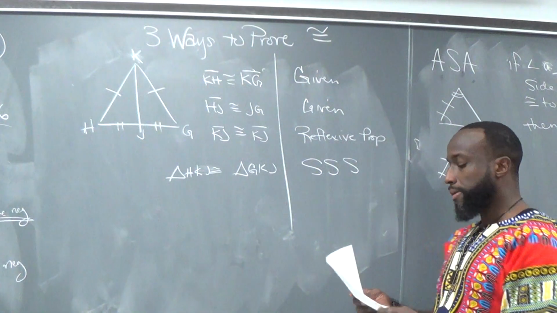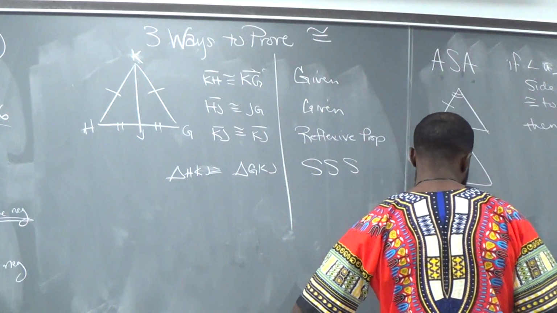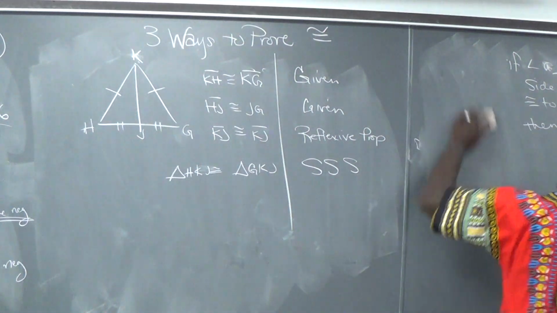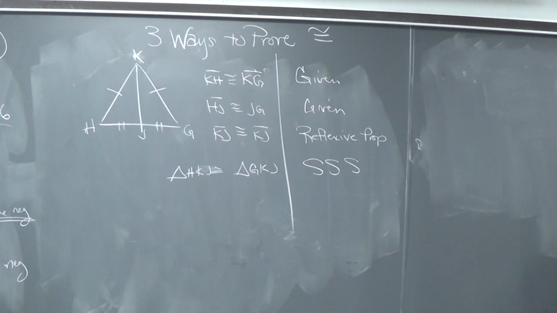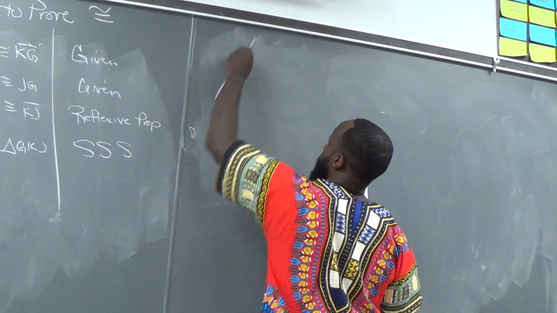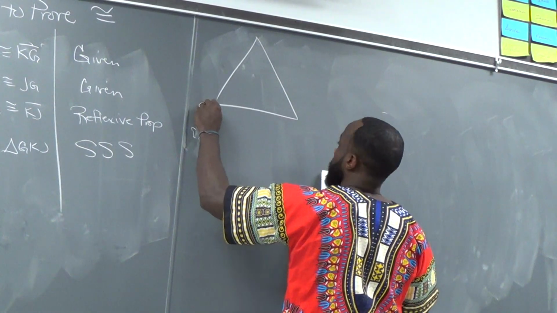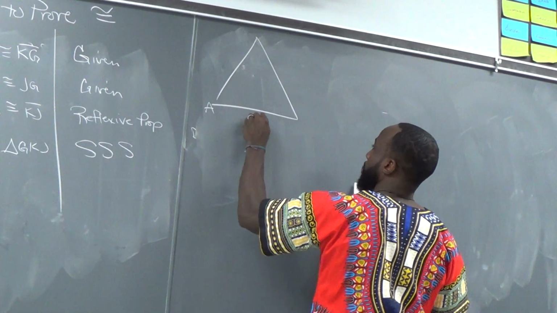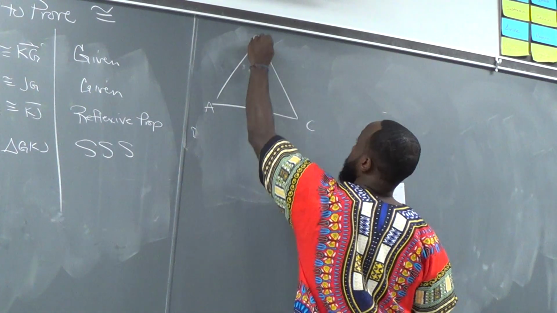All right, so let's do another proof, and then we're going to do this last part, which is going to help us with our homework. All right, here we go. Now it's a lot like this one. So here we go. We've got this triangle with points A, B, C, D.